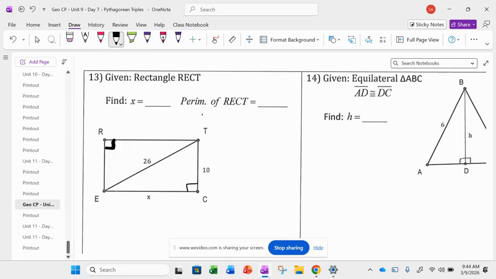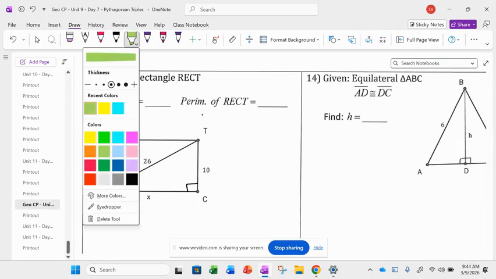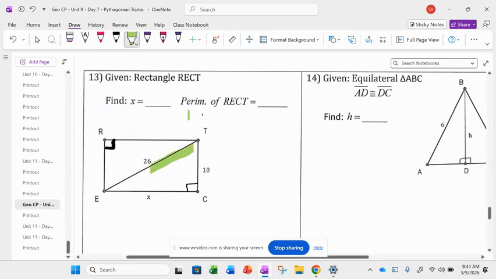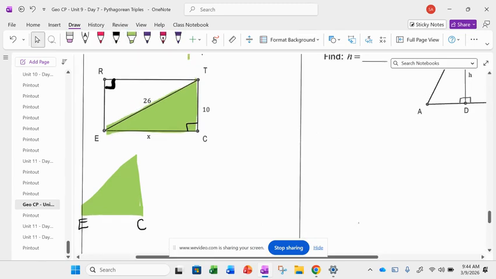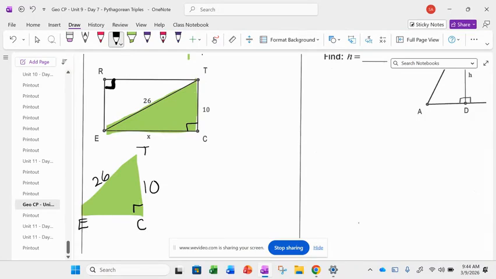So when they ask us to find X, I'm going to use this triangle right here to help me find X. So I'm going to redraw that triangle. And we have ECT. TC is 10, ET is 26, and EC is X, which is what I want to find.